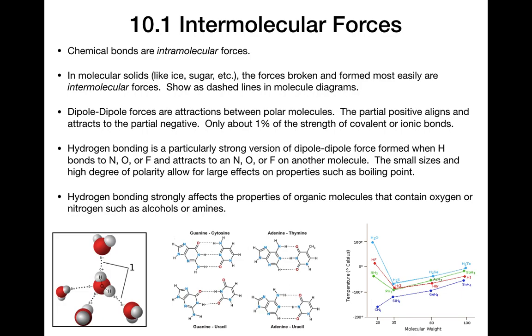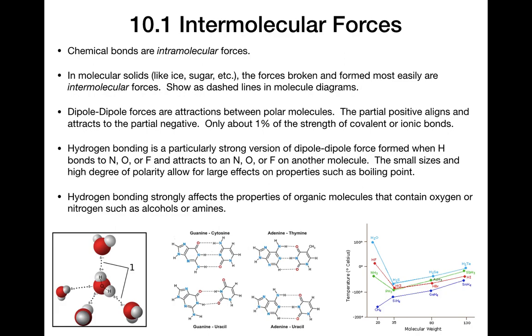Dipole-dipole forces usually are about 1% of the strength of a typical covalent or ionic bond. It's actually a little higher for something called a hydrogen bond. Hydrogen bonds are kind of a particularly strong version of dipole-dipole force. You get this when you have hydrogen attached to nitrogen, oxygen, or fluorine.